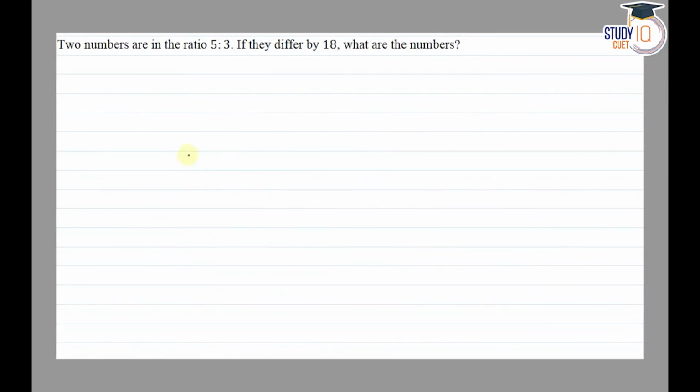Hello everyone, this question appears in the class 8th NCERT chapter of Linear Equations in One Variable. This is the fifth question of Exercise 2.2. The question says that two numbers are in the ratio 5 is to 3. If they differ by 18, what are the numbers?